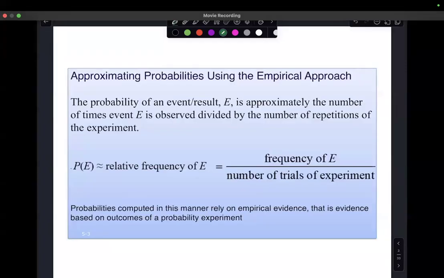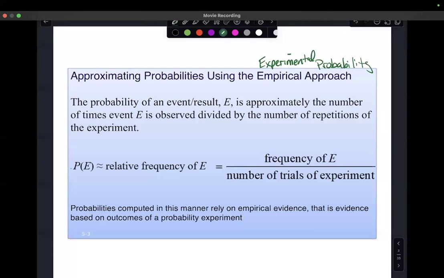Okay. So empirical probability is also called experimental probability. Experimental is the way I learned it. Our curriculum calls it empirical, but I want you to know both of them just because out in the wild, you might hear experimental rather than empirical.